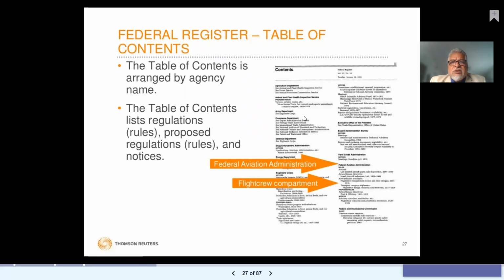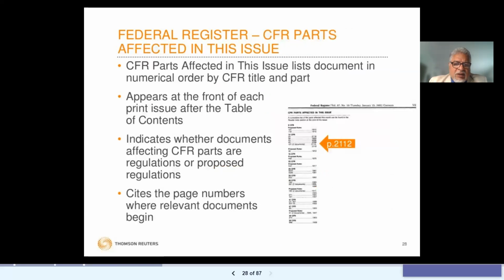And in the Federal Register table of contents, if you can see, this is how they will be arranged. In the table of contents, it will have by agency, and then, for example, FAA, Federal Aviation Administration, flight crew compartment, and then it gives you a page number, and then you will have the specific regulations that go to that. The CFR parts affected in this issue list the documents in numerical order, appear at the front of each print issue, and indicate whether the document is affected.